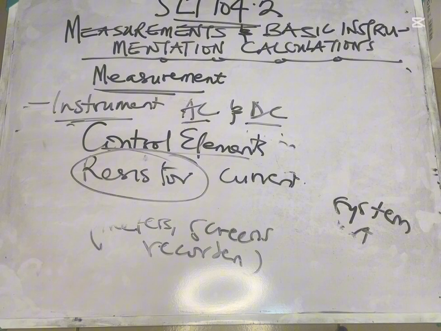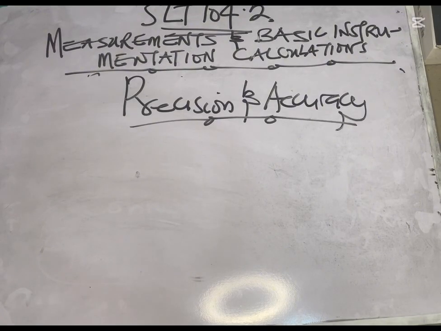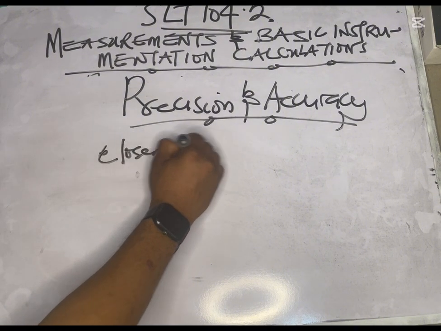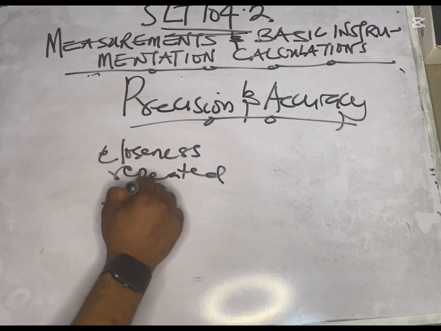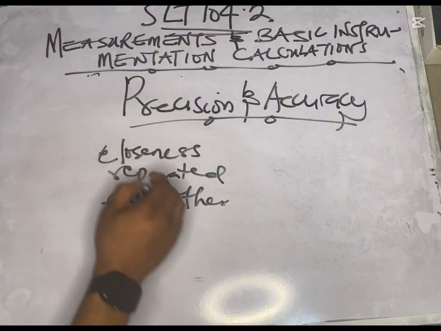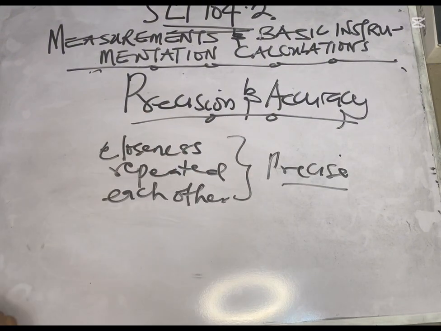Now the next thing we are going to be looking at is precision and accuracy. So what is precision? Precision can be defined as the closeness of repeated measurements to each other. Repeated measurements are the keyword. So when repeated measurements are close to each other, we can say that they are precise. That is precision.